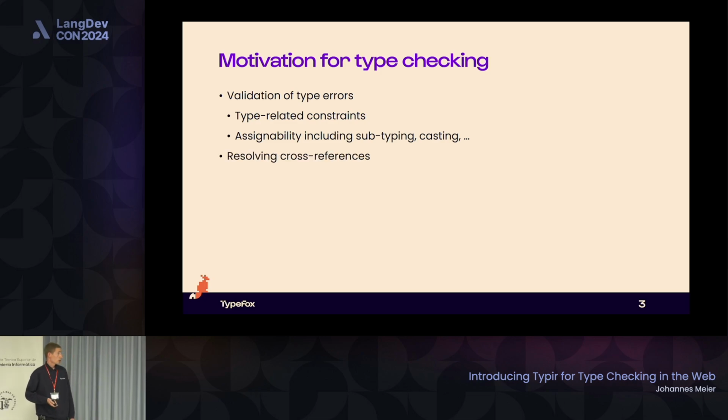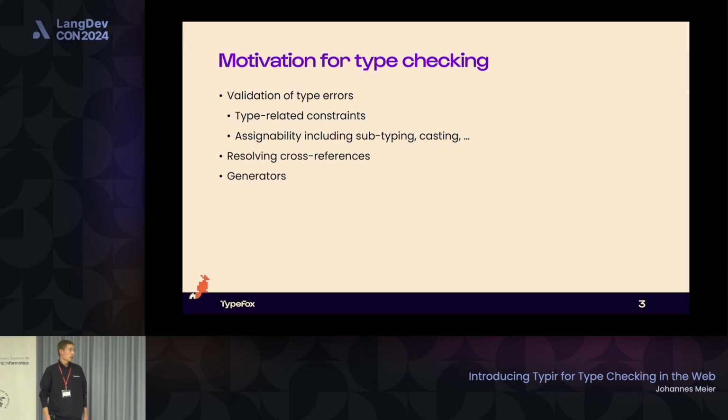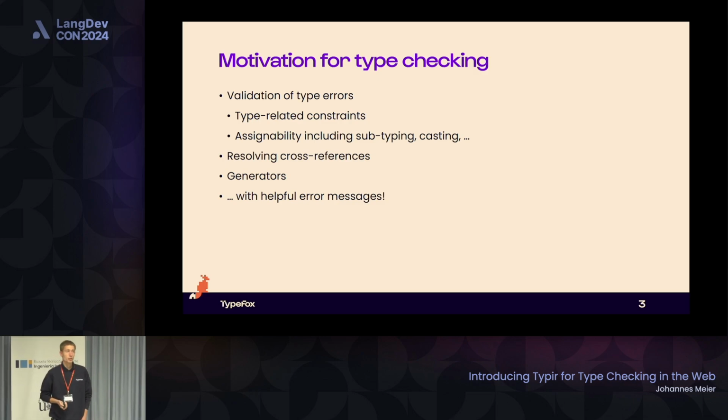We also need type checking for resolving cross-references. For example, when we call a function which is overloaded, then we need to look at the given arguments to derive their types and to decide which overloaded function we might call in our language. And we also need it in generators, where different logic might be executed depending on the current types. And when everything fails, we don't want to have only a no, but the user of the DSL wants to know why there are some type problems. So a no is not helpful enough.